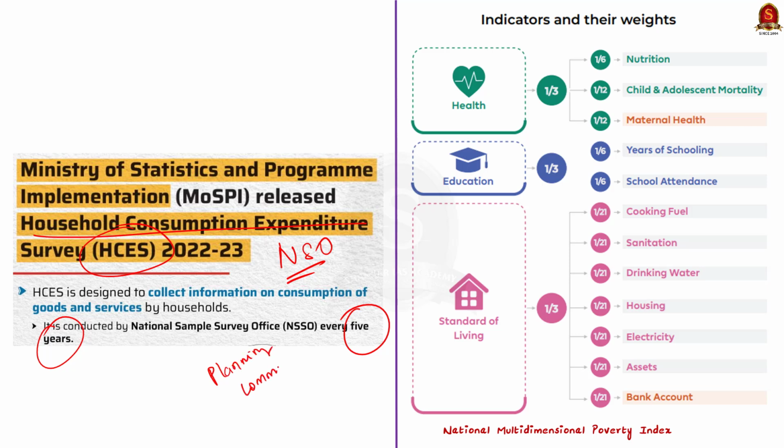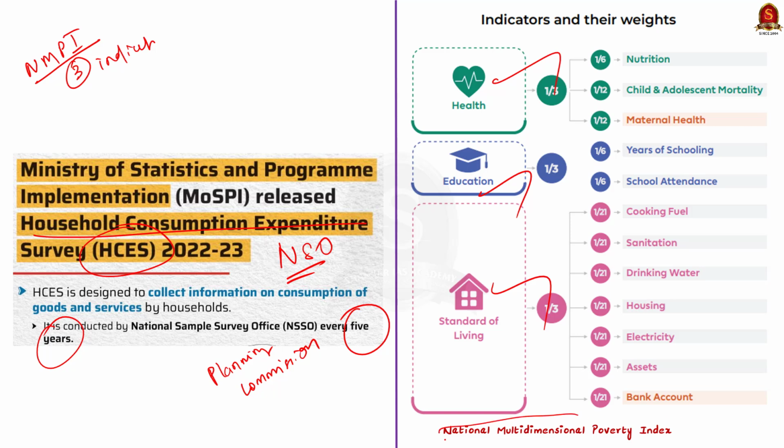Apart from these methods, there is another new way of measuring poverty known as the National Multidimensional Poverty Index (MPI). The index is based on the Alkire-Foster methodology and has three equally weighted dimensions, which include health, education and standard of living. These three dimensions are represented by 12 indicators. The report is released by Niti Aayog.